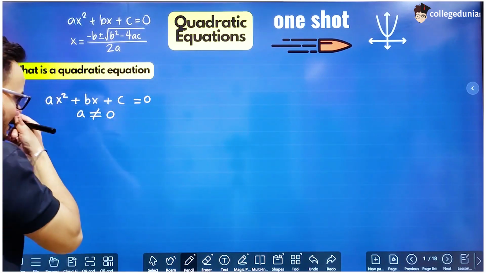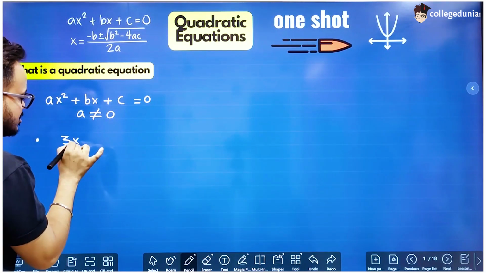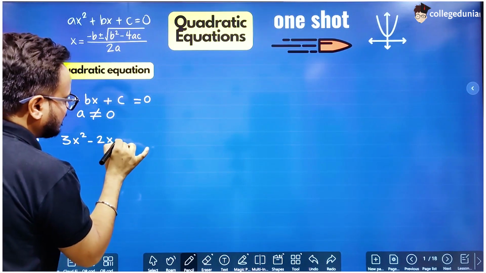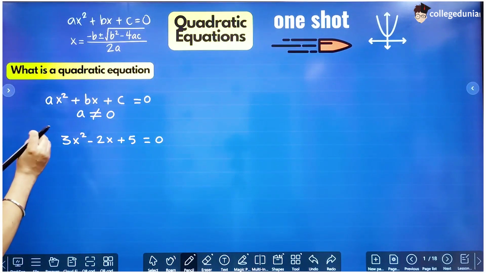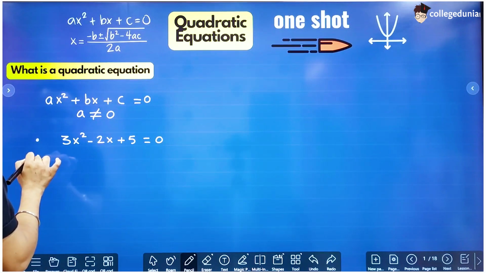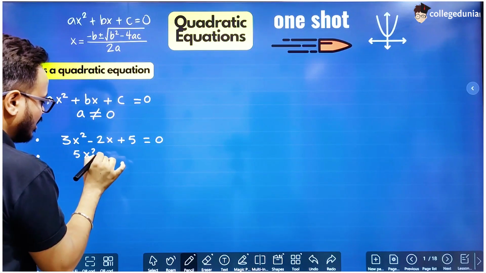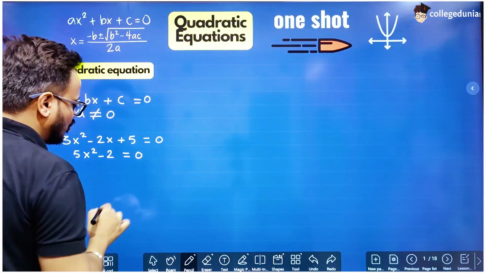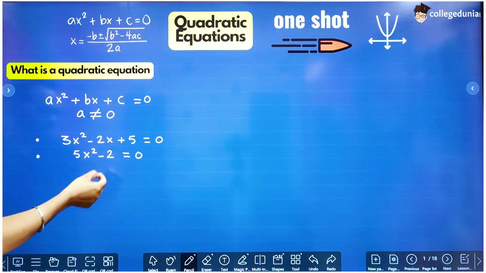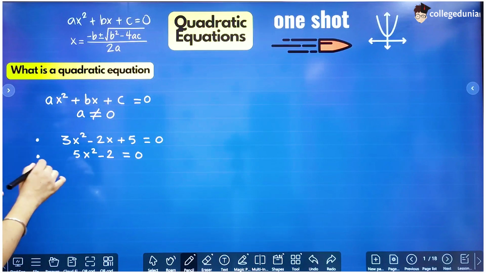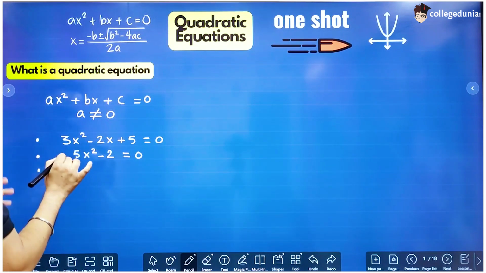For example, let us take some examples of quadratic equation. 3x square minus 2x plus 5 equal to 0. This is a quadratic equation because the highest power of the variable is 2. And if I write 5x square minus 2, that is also a quadratic equation. But in this equation, the term whose power is 1 is not present. But since the degree of the polynomial is 2, this is a quadratic equation.